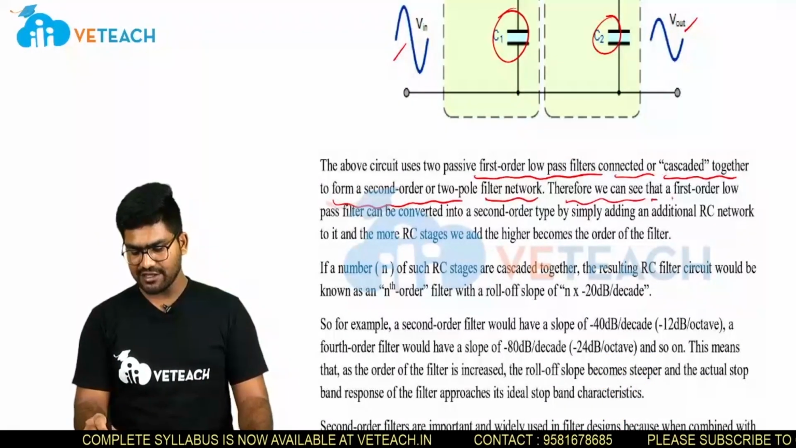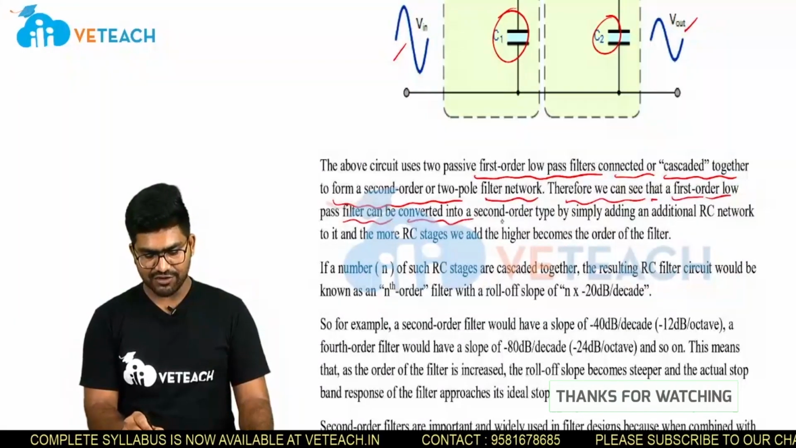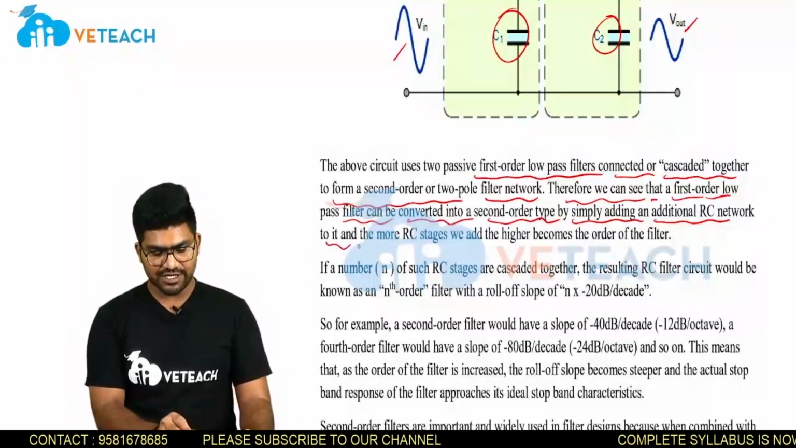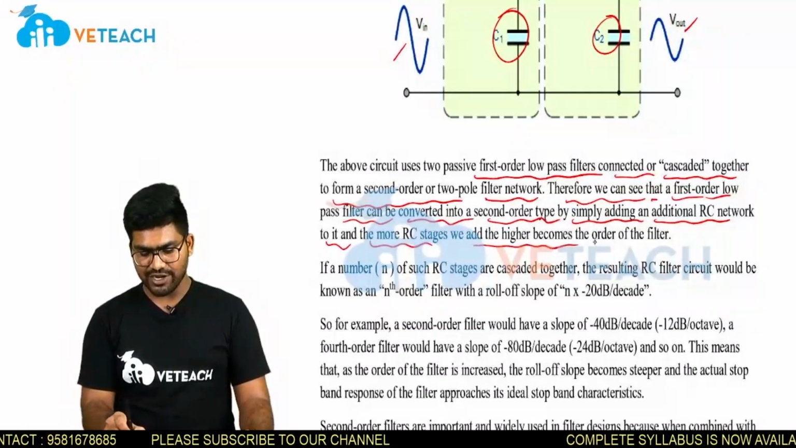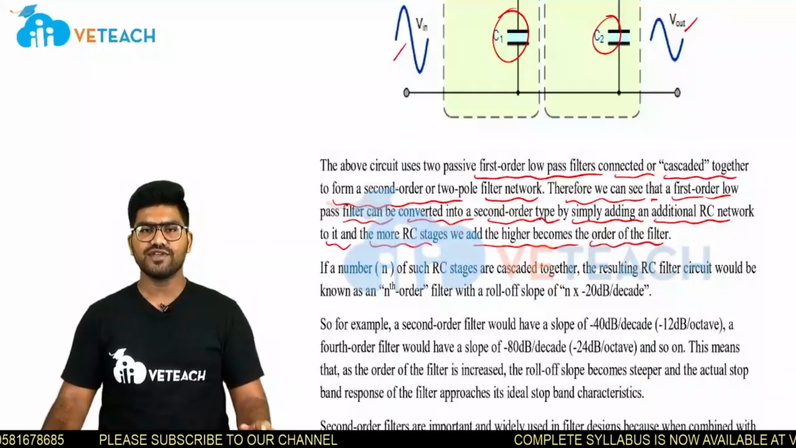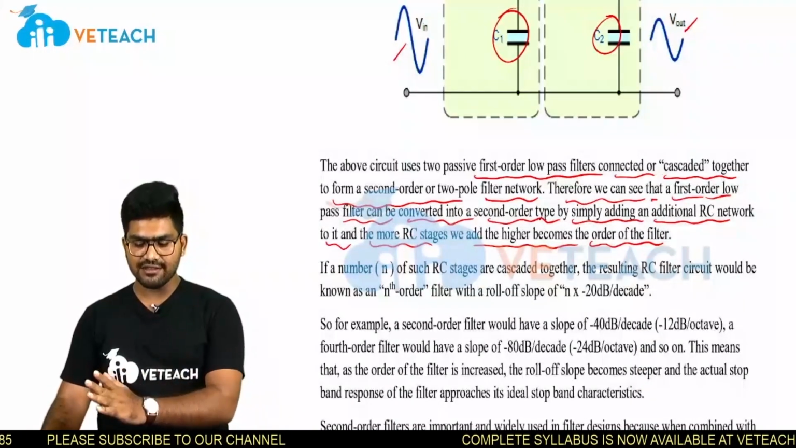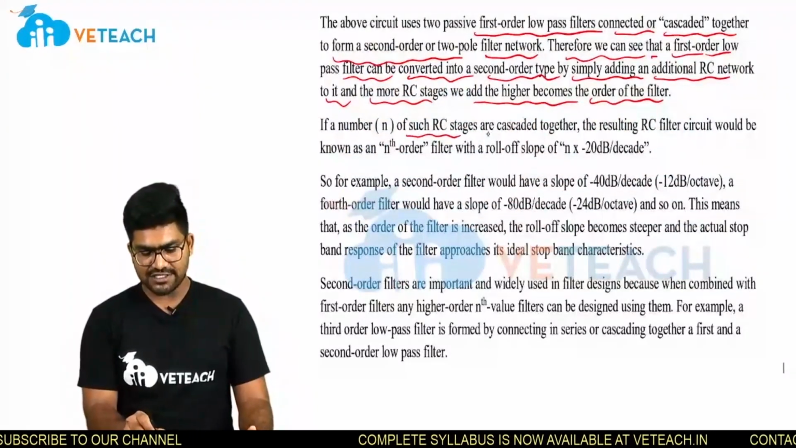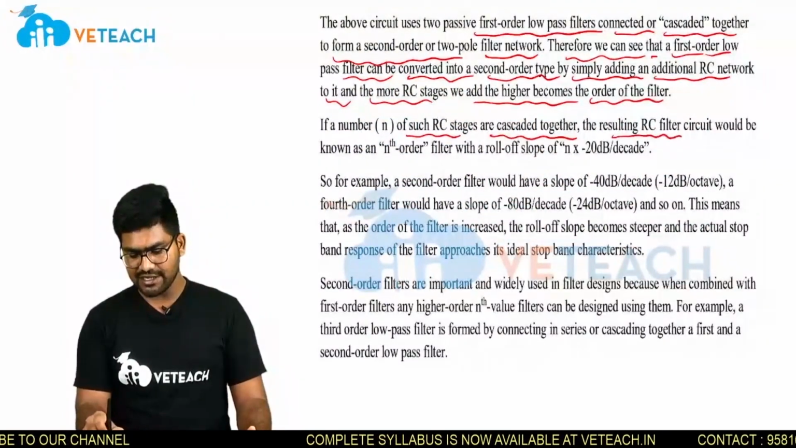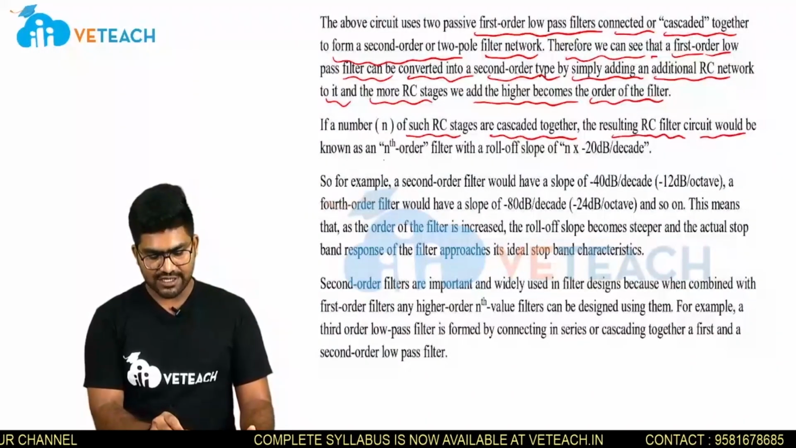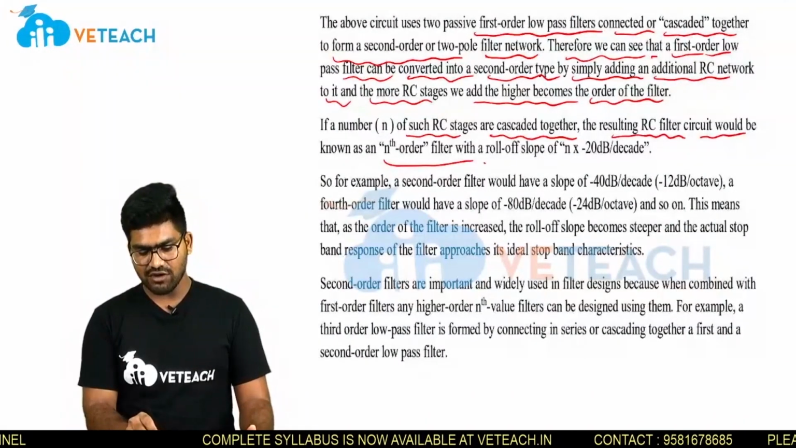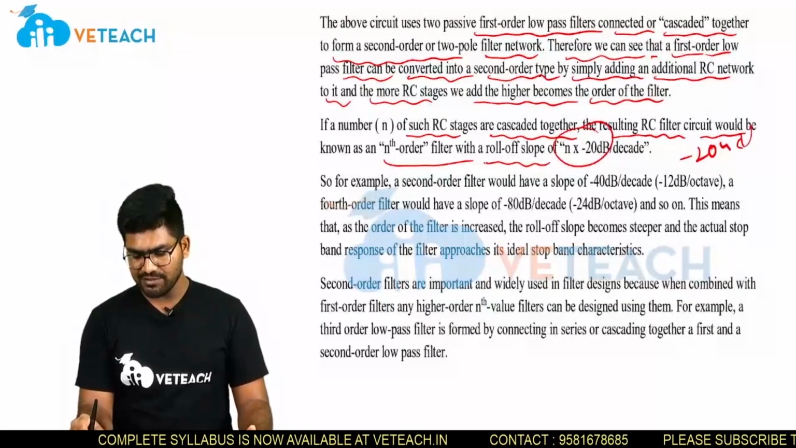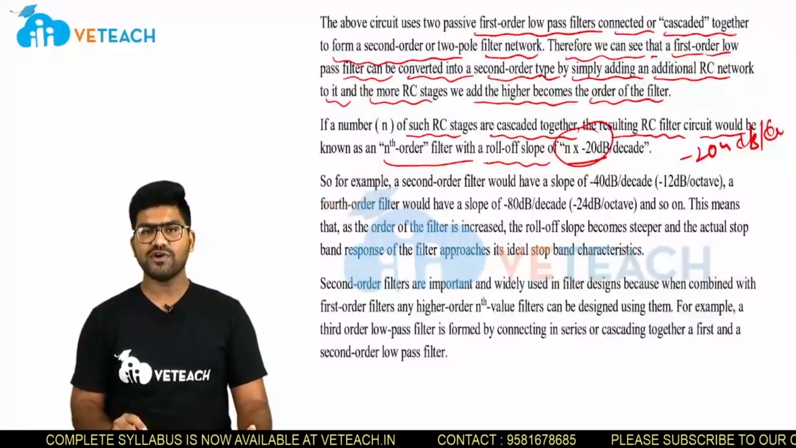Therefore we can see that a first order low pass filter can be converted into a second order type by simply adding an additional RC network to it, and the more RC stages we add, the higher becomes the order of the filter. So if I want a higher order, I will add another RC filter in cascade with those two filters. If a number n of such RC stages are cascaded together, the resulting RC filter circuit would be known as an nth order filter with roll off slope n into minus 20 dB per decade. So that is the slope of the filter.